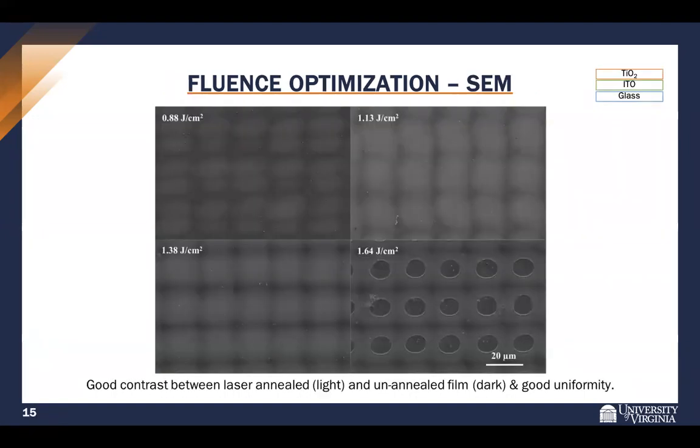You can also look at this under scanning electron microscopy. What we're looking for here is a good contrast between the light areas, which is the laser annealed areas, and the dark regions, which is the unannealed films. So you can see at low fluences, the spot uniformity is poor and the contrast is poor. As the laser fluence increases, the contrast improves and the spot uniformity also improves. But if we go too far to the 1.64 joules per centimeter squared fluence, you begin to see ablation of the film, and that's what results in that moire pattern.